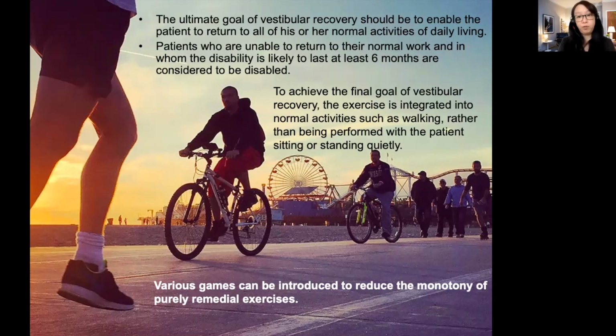All right, but of course we don't want them to be labeled as disabled, right? So to achieve the final goal of vestibular recovery, the exercises which we recommend to the patient should be integrated into the normal activities, such as walking, rather than just performing inside the house sitting or standing quietly. All right, so various games can be introduced to reduce the monotony of purely remedial exercises.